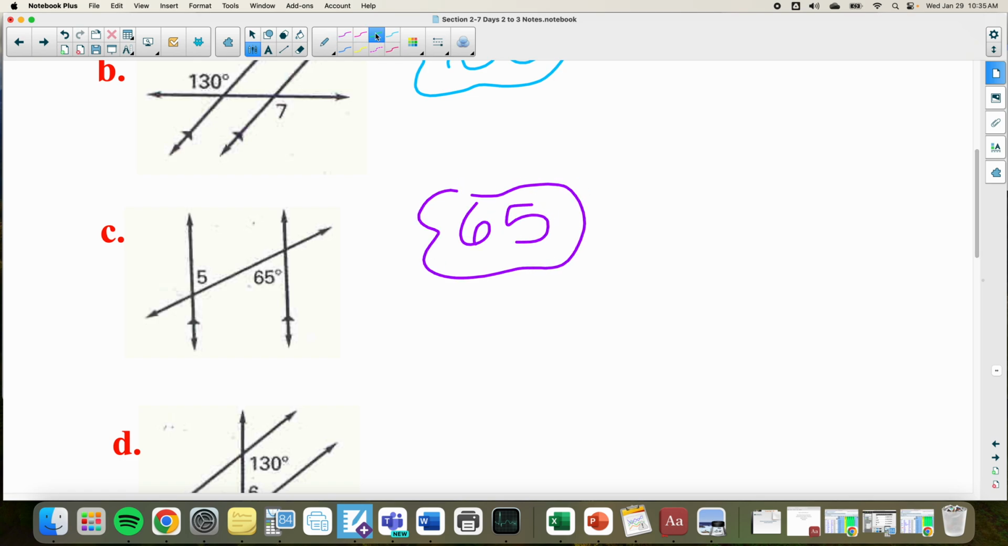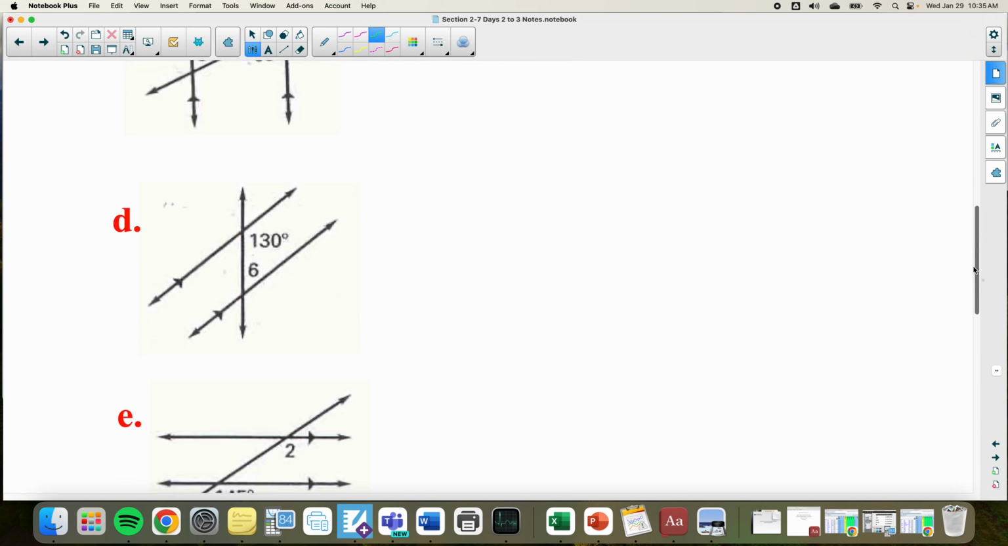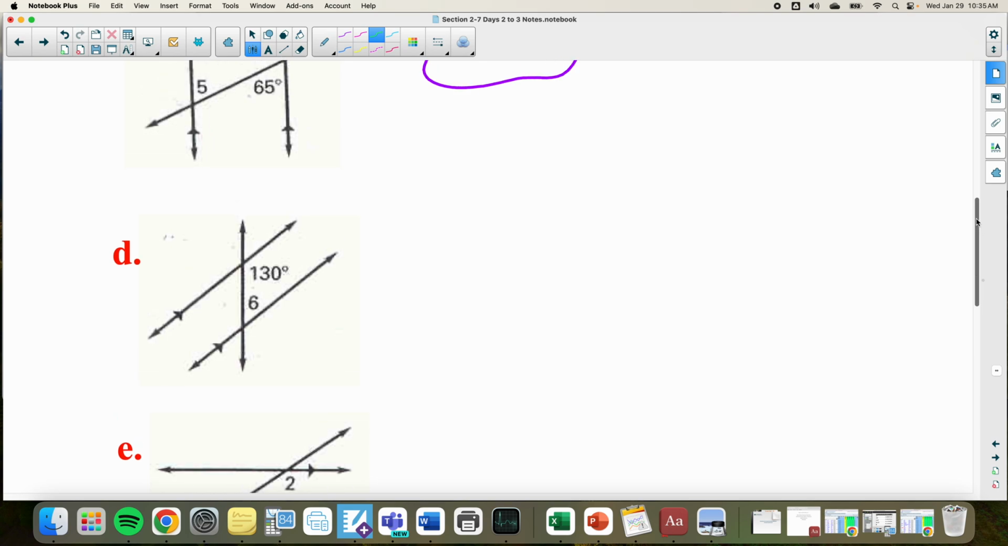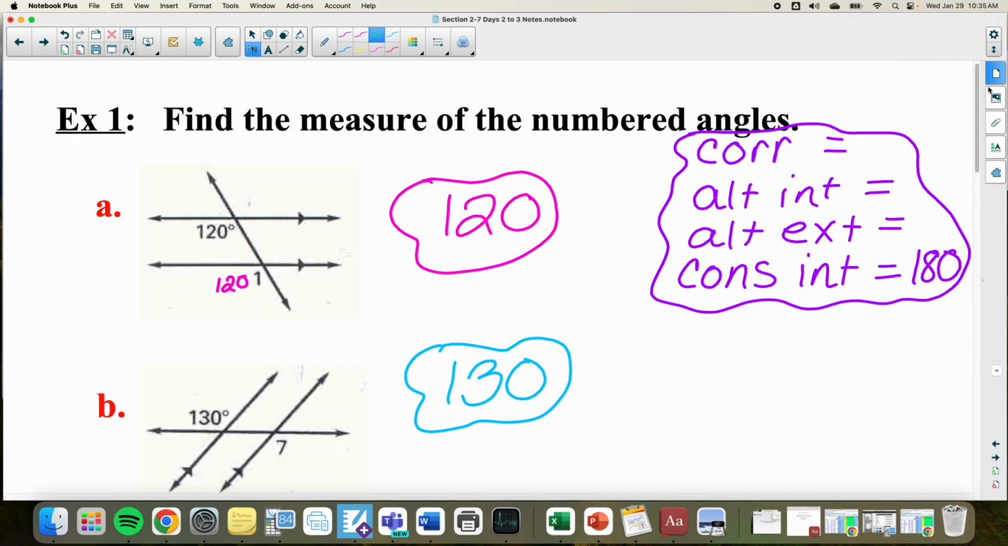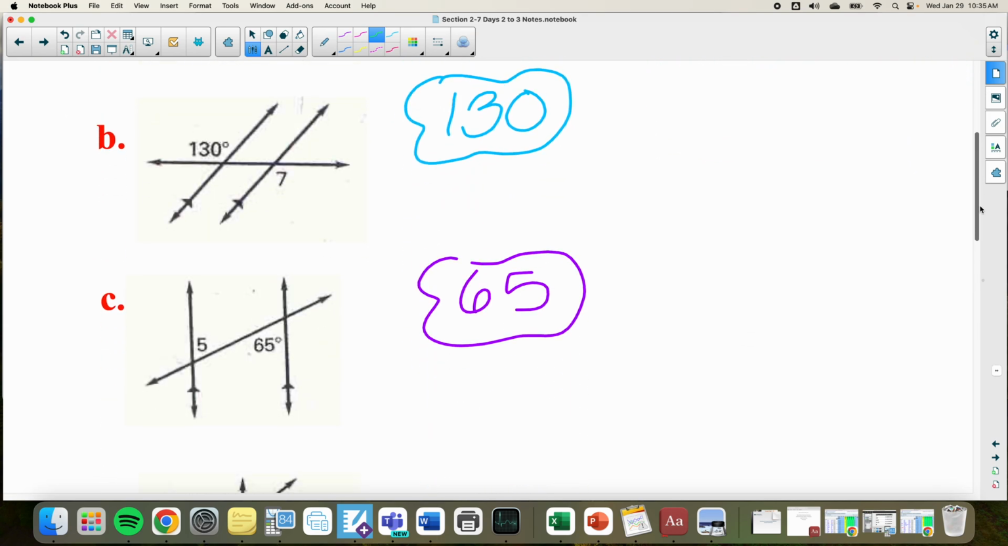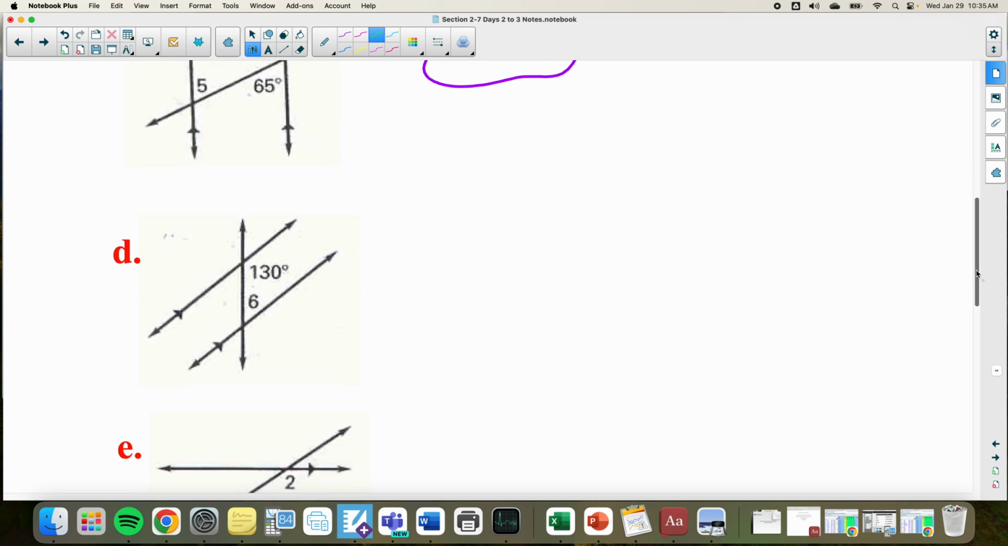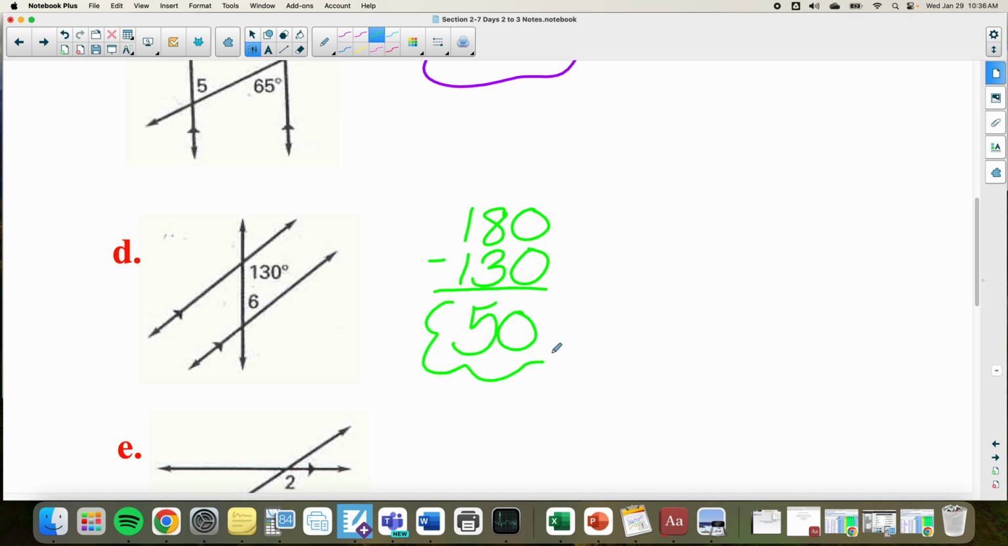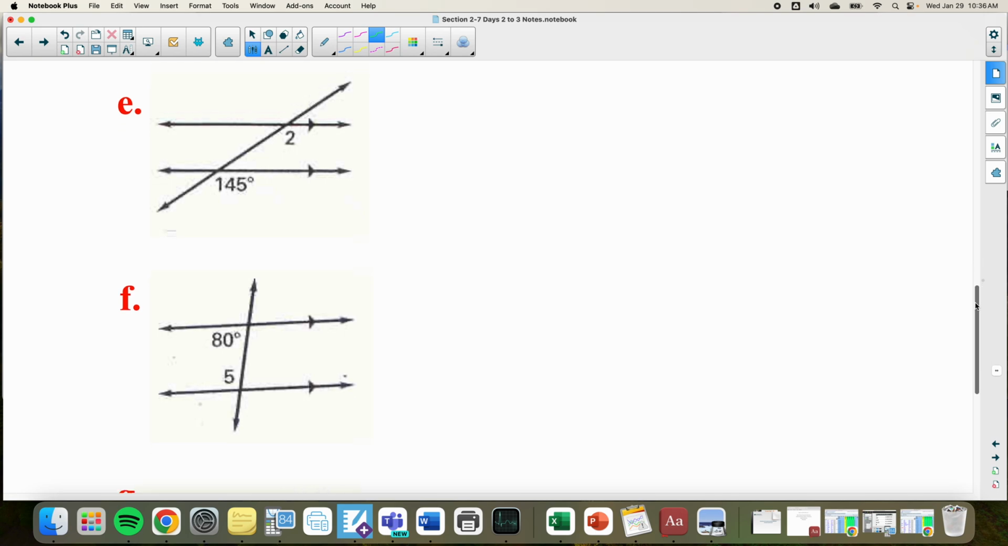Okay. Now, if I look down at my next one, what kind are these two? Consecutive. Yes, they're on the same side of the transversal and they're inside. And consecutive interior, we know, are equal to 180. So my answer here would be what? If one's 130, what would the other be? 50. 180 minus 130 is 50. Very good. You don't have to show this work. I'm just doing that for my notes.